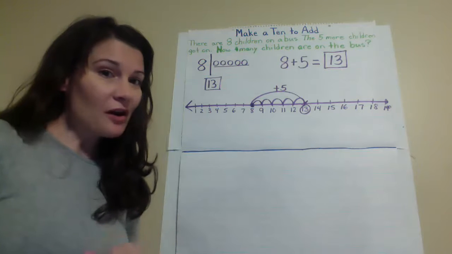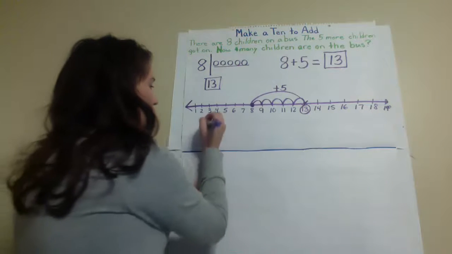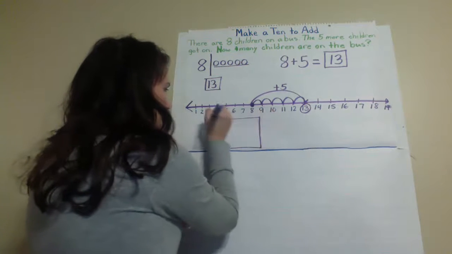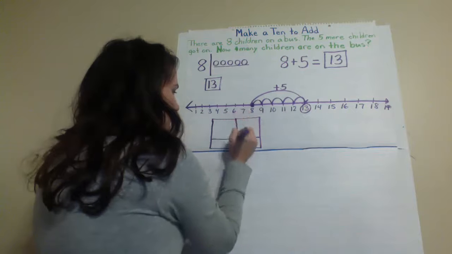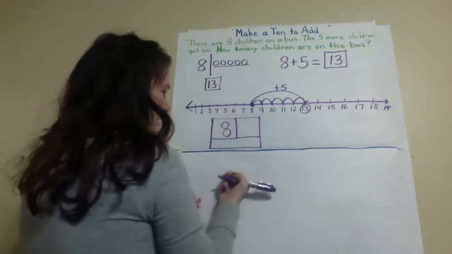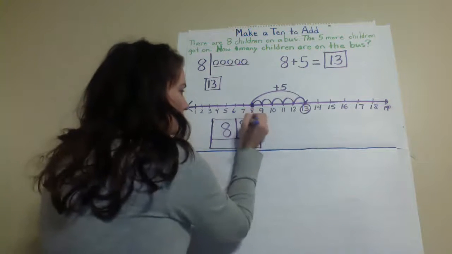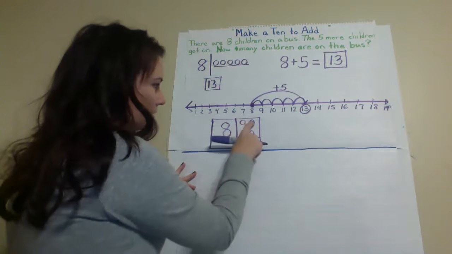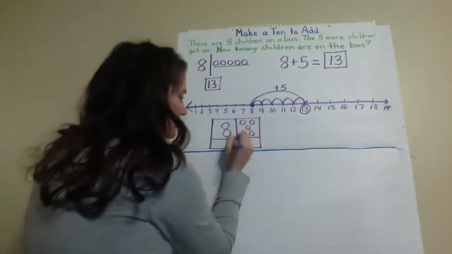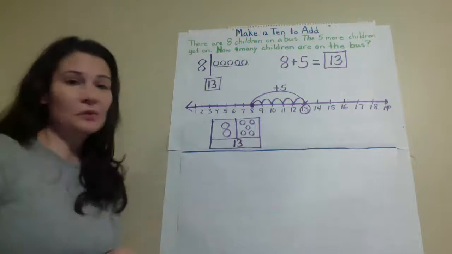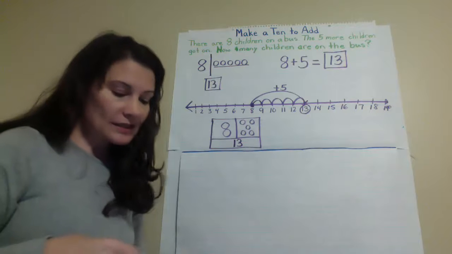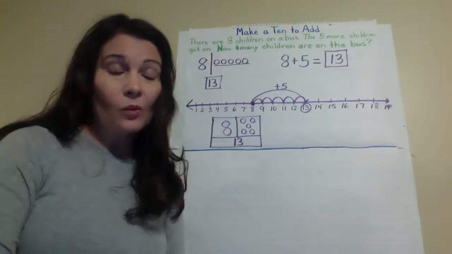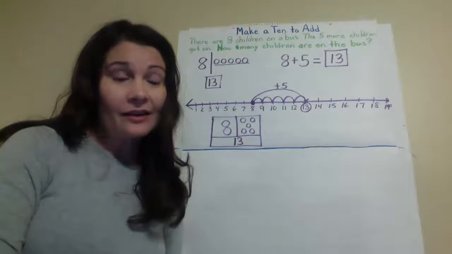I also saw where someone used a part whole. They knew 8 were on the bus, and they knew 5 more joined them. So 8, 9, 10, 11, 12, 13. So their answer was also 13. Well, today we are going to be learning a new strategy. We are going to learn to make a 10 to help us add.